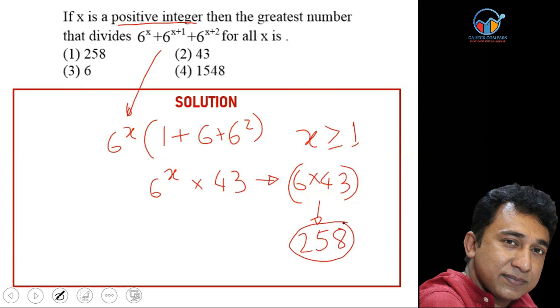If they would have only said integer value, not positive integer, then it would not have been 258, it would have been 43. But since they have said positive integer, definitely you need to consider the minimum value of x as 1, and hence your answer will be 258. That is option number 1.